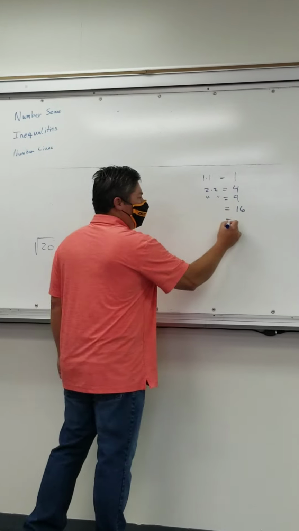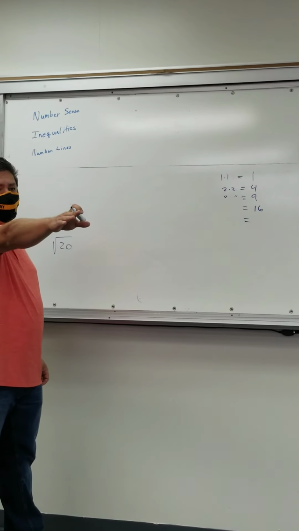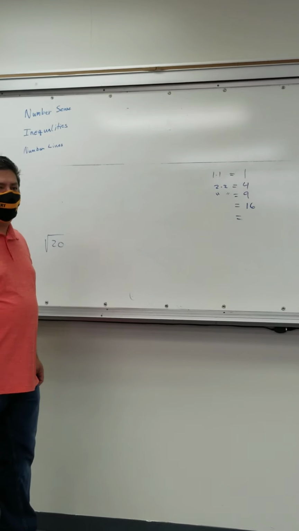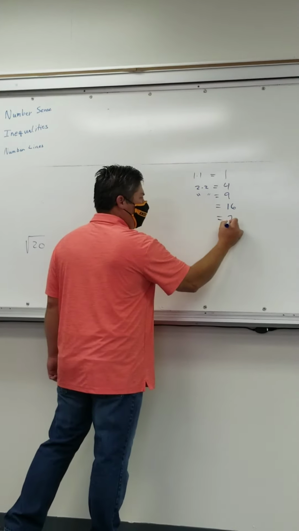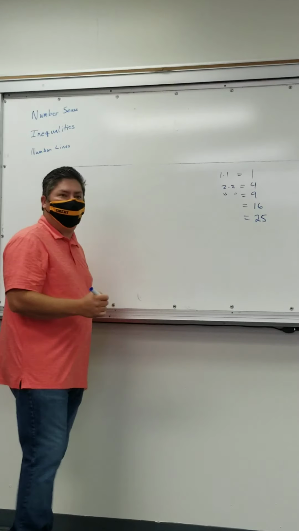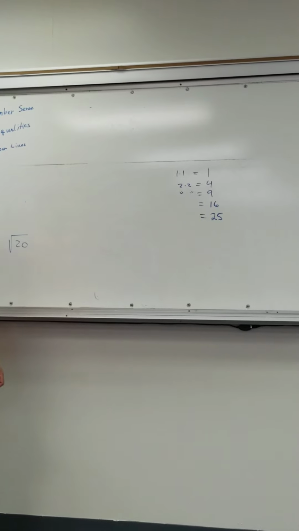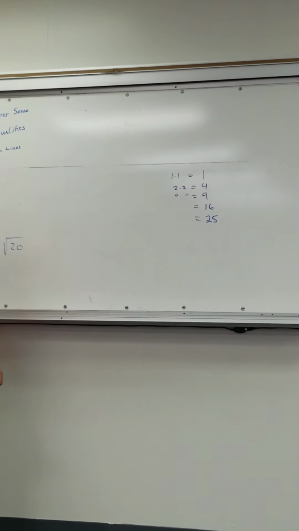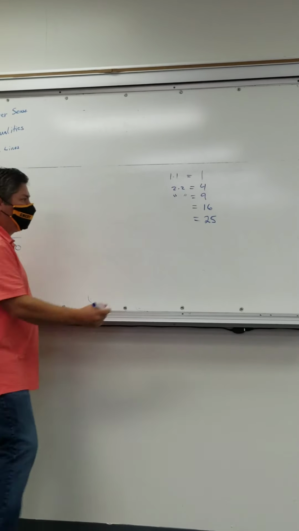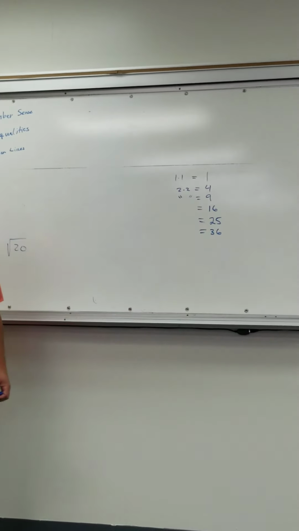Okay? Next one, what's it going to be? What's your name? Braylee? Braylee, what's the next one? 25. 25, very good. What'd she do? 5 times 5. Very good. Next one, what's your name? Canyon. What's the next one? 36. How'd you get it, Canyon? 6 times 6. 6 times 6, very good.